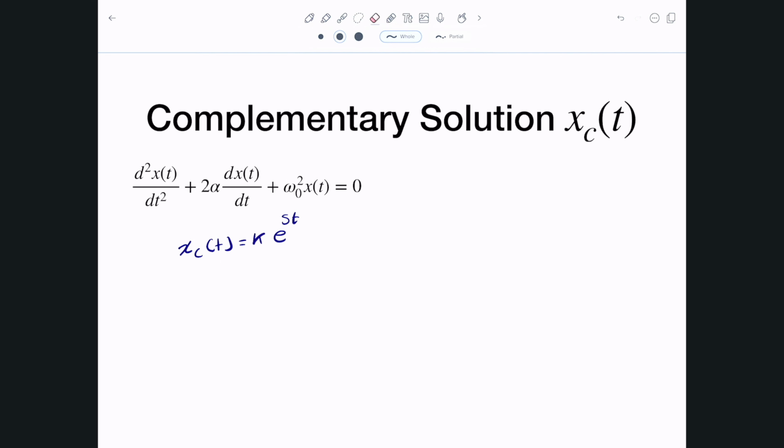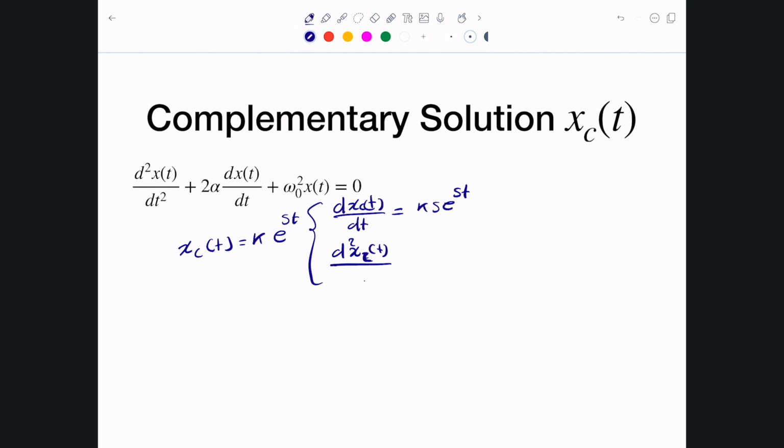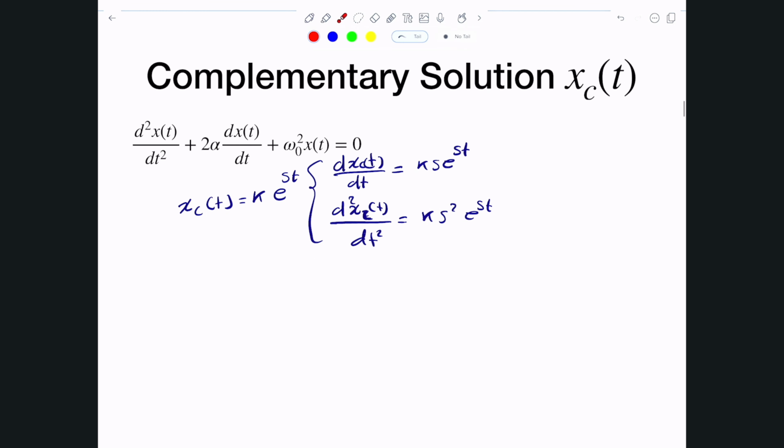And of course, we can do the following. If x_c(t) is this one here, we can figure out the first derivative and then the second derivative and just substitute them. So the first derivative of x_c(t) is simply k s e to the power s t, and the second derivative, d squared x_c over dt squared, is basically k s squared e to the power s t. So I'll take all these three and substitute in here.